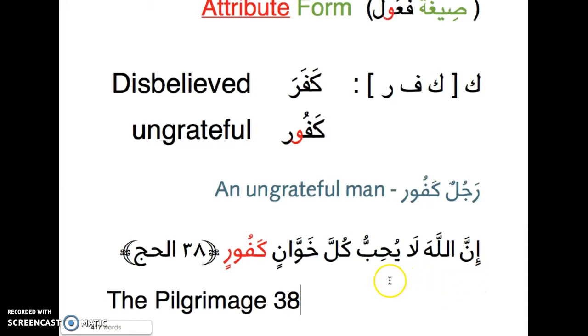إن الله لا يحب كل خوان كفور. We'll deal with خوان in another lesson, but for now, إن الله لا يحب كل خوان كفور. So Allah does not love the khawan, which is betrayal or betrayer, or treacherous, like a treacherous person. So Allah does not love the treacherous and the ungrateful.